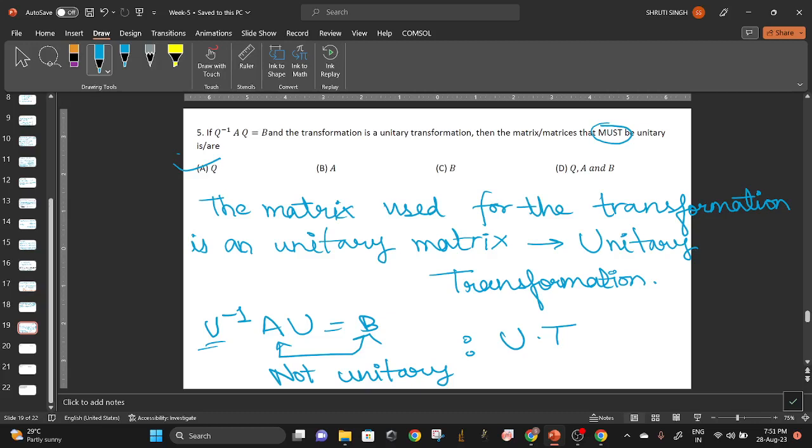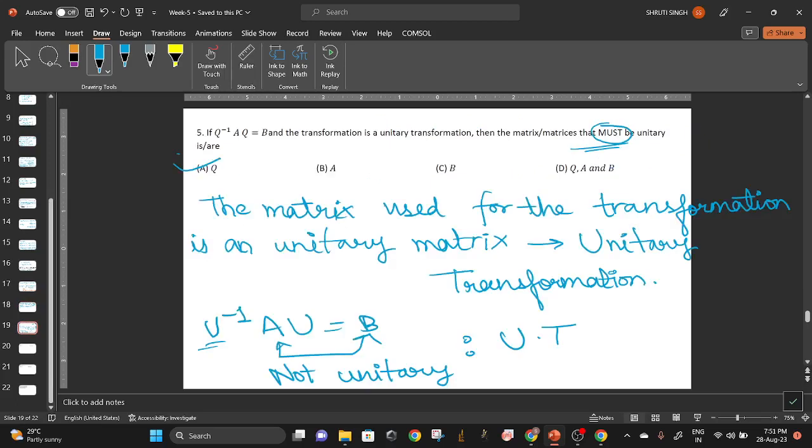So the question asks about which is a must. A and B can be anything, unitary or not. It does not matter, unless Q is unitary. But unitary transformation is used for converting one basis to another basis only for an orthonormal basis set, no? Only for an orthonormal basis set. It means A and B must be related by an orthonormal basis set, so they must be unitary also. No?